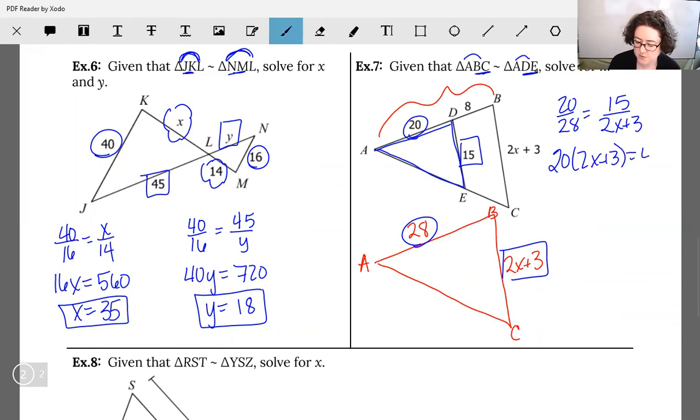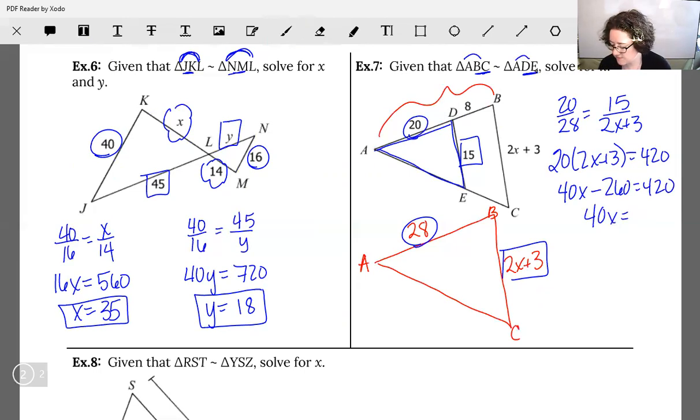That gives me 420. So then distribute out your 20 on the left-hand side. We're going to get a 40x minus, I believe that's 260, but never a bad thing to check. Add your 260 to both sides. So we'll have 40x equals 260 plus 420 equals 680. And then divide both sides by 4. Again, we should get a pretty nice number out of there. 17.